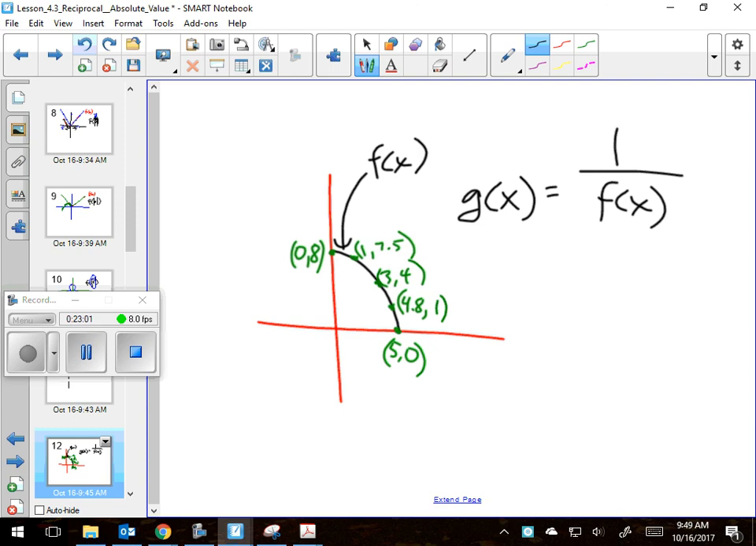So this point right here, 0, 8. If I take 1 over the y, but the x stays the same, it's going to turn into 0, 1 over the y, so 1/8. I'll do my new graph in blue. This guy, I'll make him blue. So 0, 1/8. Really small.